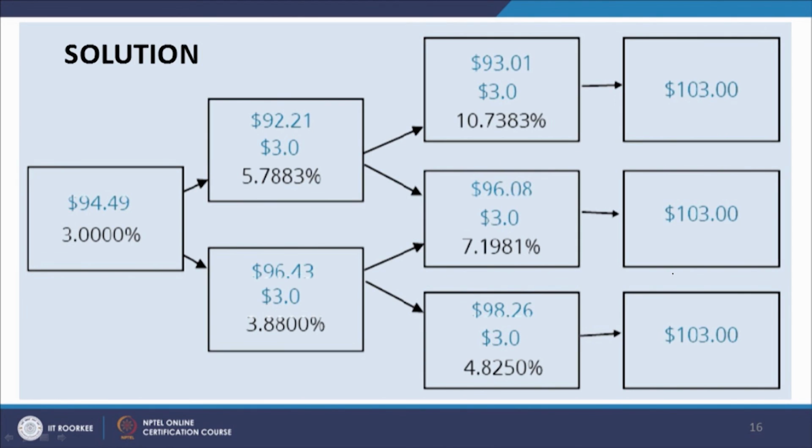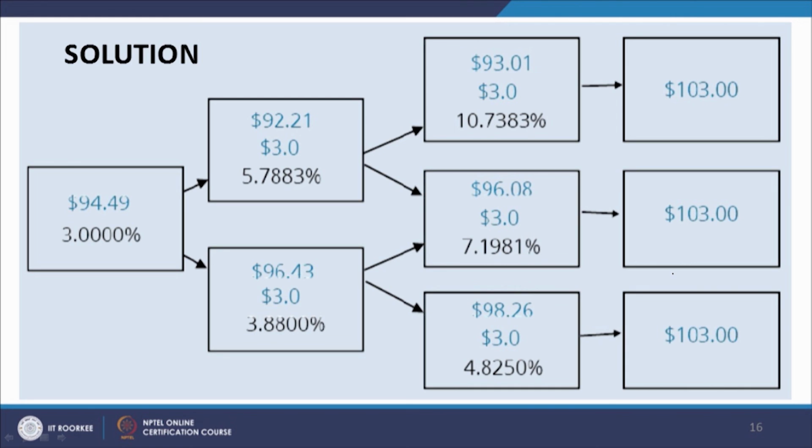Now, at t equal to 2 again we have two possible values that the forward rate F23 can take if it is at the upper node, and two possible values even if it is at the lower node. If it is at the upper node then it can take the value 10.738% or it can take the value 7.1981%. And if it is at the lower node at t equal to 1 it can take the value 7.1981% or 4.825%. So, this is the graphical description of the tree.